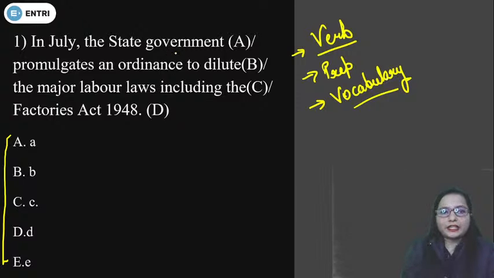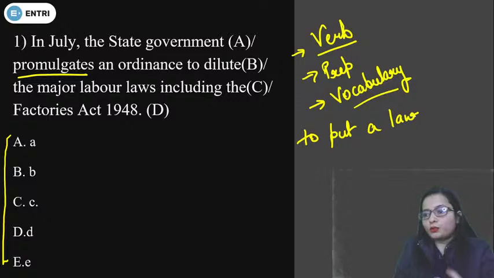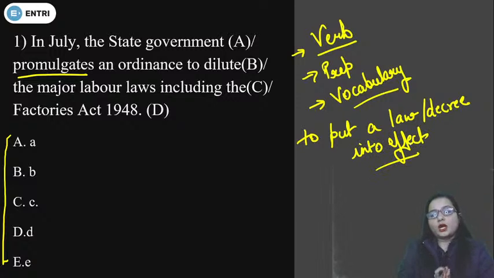So, in July, the state government promulgates an ordinance. Now, what is the meaning of this word, promulgates? It means to promote or to put a law or decree into effect. Okay, this is the meaning of this word. Now, every time we do not know the meaning of each and every word, so do not worry. Just try to figure out where the problem can be.